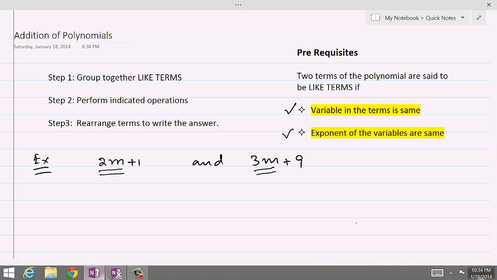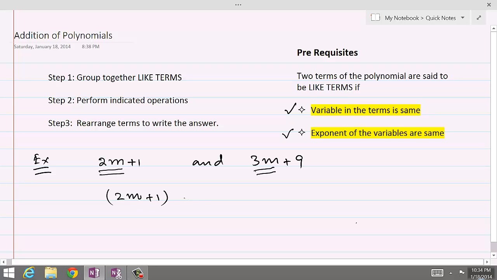So if we want to find the sum of 2m plus 1 plus 3m plus 9, then 2m plus 3m, we have grouped them together, and the constant terms are like each other, therefore we can group them together as well, 1 plus 9.